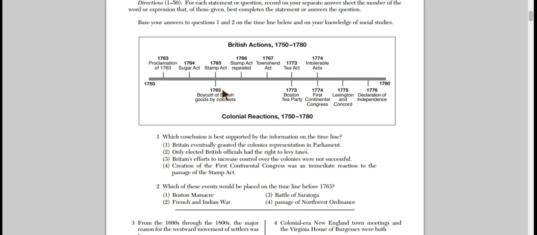Only elected British officials had the right to levy taxes, and Britain's efforts to increase control over the colonies were not successful. So go ahead and choose the one you want after you pause it, and then come back and see if you agree with me. All right, so welcome back. I'm going to choose 3.